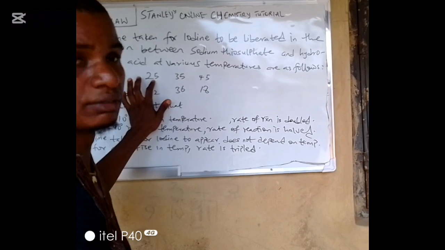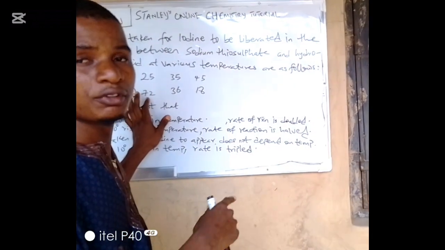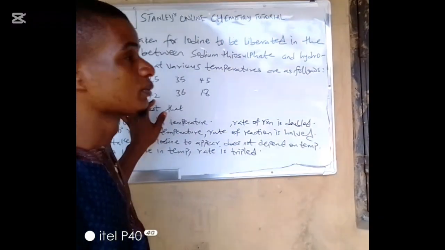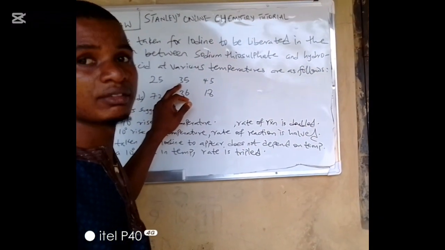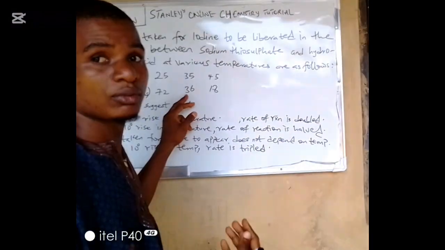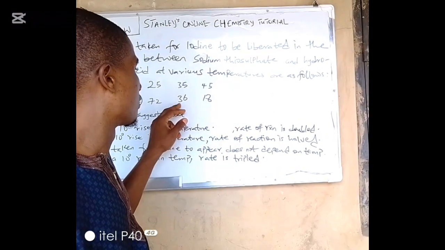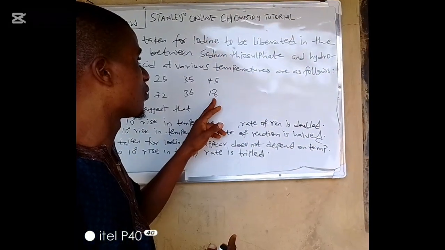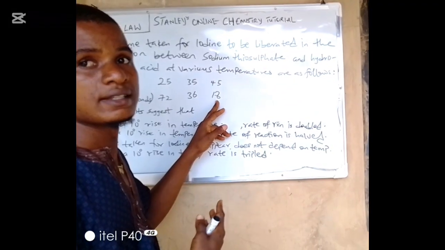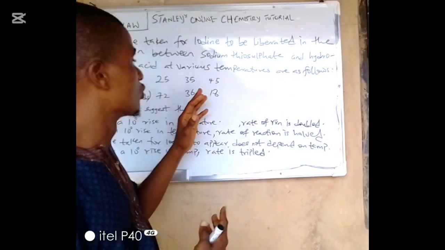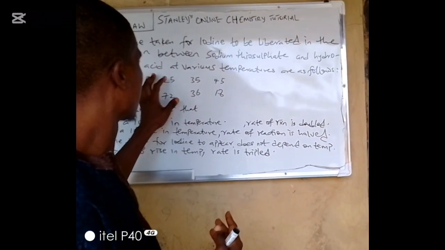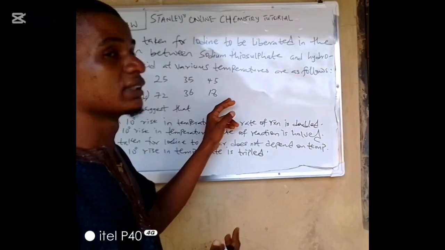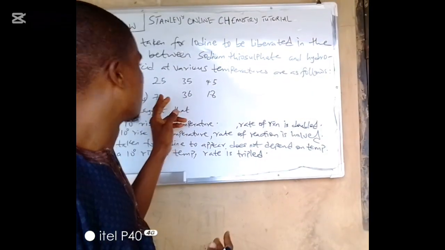At the temperature of 25, the time that the reaction proceeds at is 72. At temperature 35, there was a reduction in the time of the reaction proceeding. The time of the reaction is 36. At 45 degrees, as the temperature is rising, the time of the reaction is now 18. So if you look at it now, you observe that as the temperature is increasing, the time is decreasing.